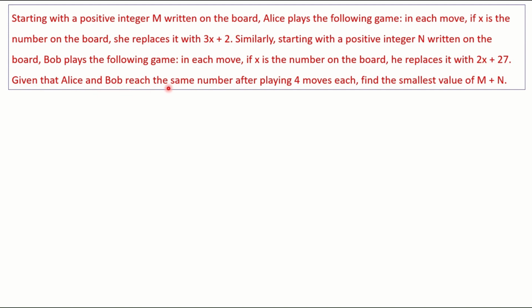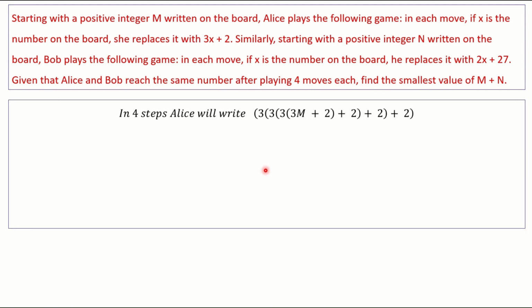Given that Alice and Bob reach the same number after playing 4 moves each, they play like this 4 times. Then what is the value of m plus n? So this is easy. In 4 steps, Alice will make 3m plus 2, then this is the number on the board. So again she will make it 3 times plus 2, 4 times basically, right? And same thing, Bob actually makes it 2n plus 27, 4 times.